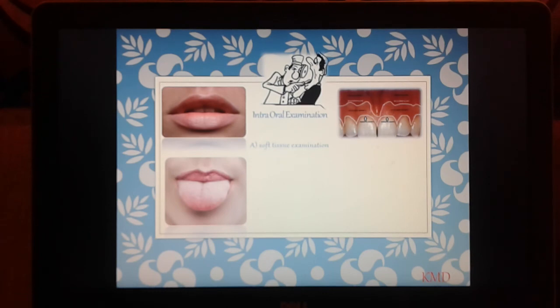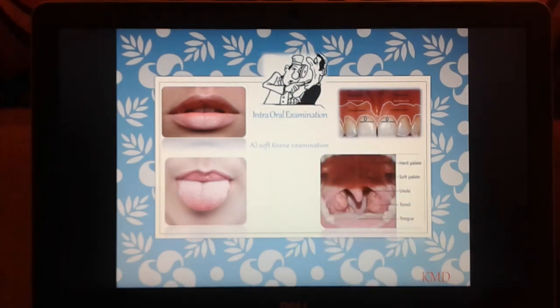And the surface texture, which has an orange peel appearance, also referred to as stippling, has to be noted. The position of the gingiva has to be noted. In case there is a recession, the recession can be localized or generalized in terms of the periodontal status of a tooth.